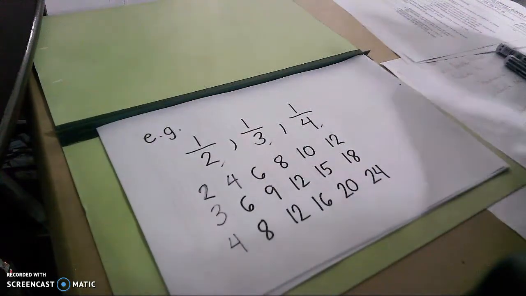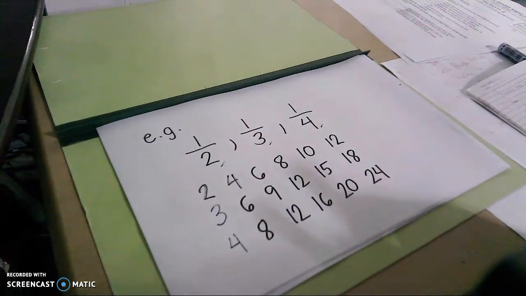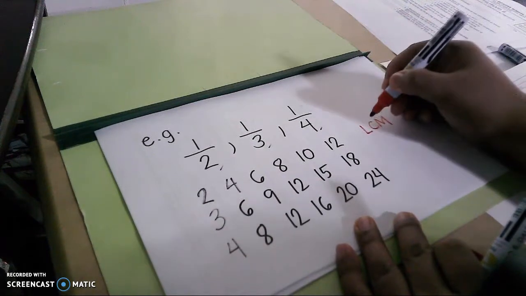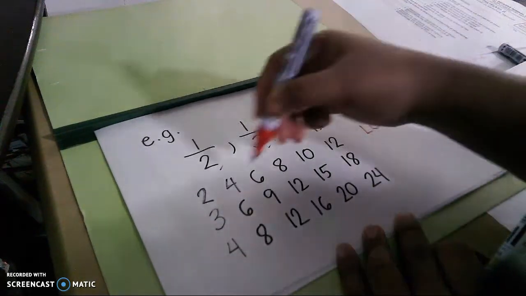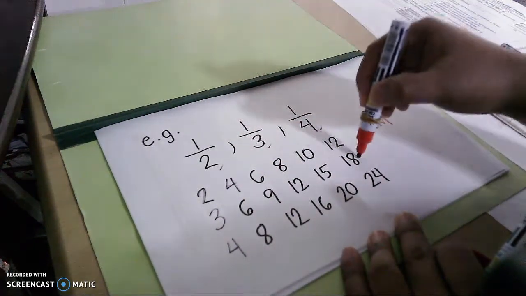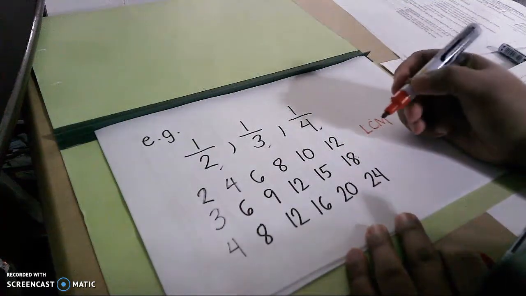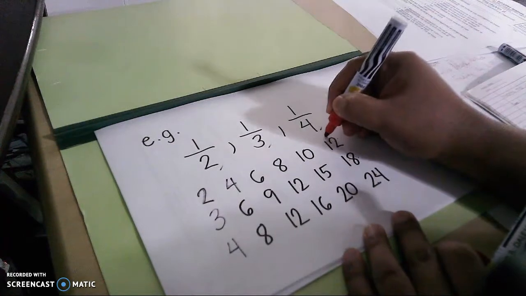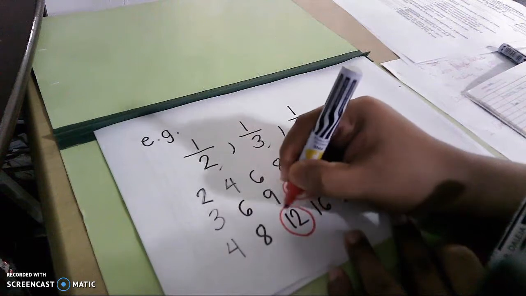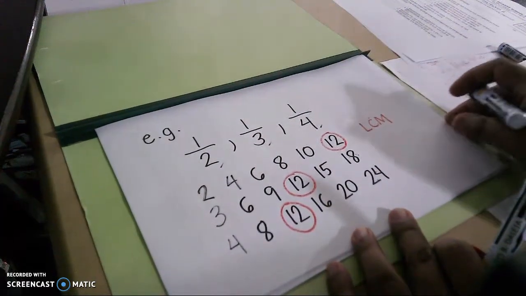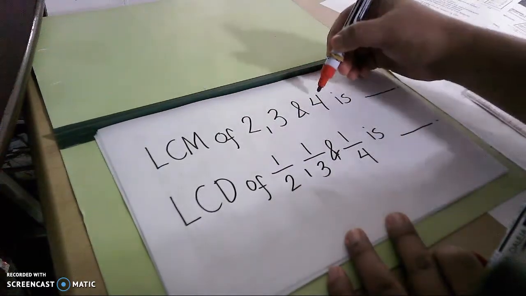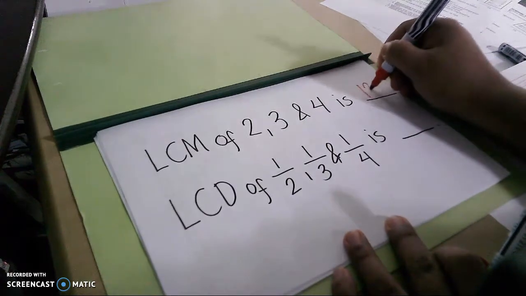How do we now get the LCM of the numbers 2, 3, and 4? Since it is LCM, we will look for the lowest common multiple. Let's look at the multiples. We have 2, 4, 6, 8, 10, 12. If we look at the three sets of multiples, which is common to them? Clearly, we can see 12 here, 12 here, and another 12 here. So therefore, the LCM of 2, 3, and 4 is 12.